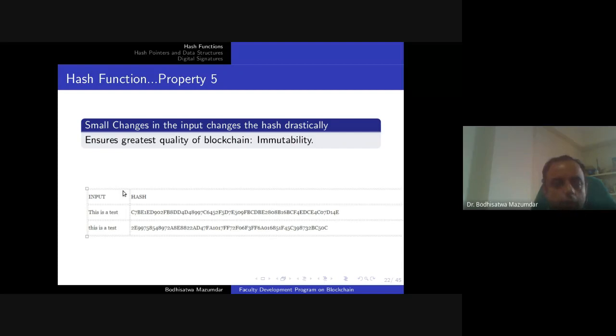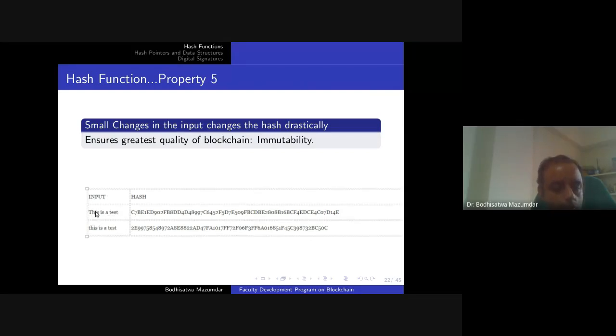Next property, as I mentioned, is that any small change in the input should change the hash output drastically. This property ensures the immutability property of blockchain. That means any record that is put in a blockchain cannot be tampered with. So this is referred to as the immutability property of the blockchain. Suppose this is the input to a hash function, the string that is given to a hash function.